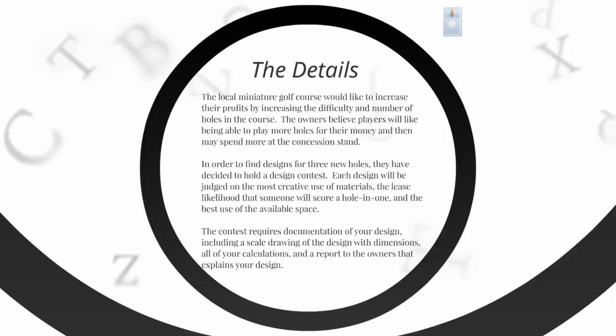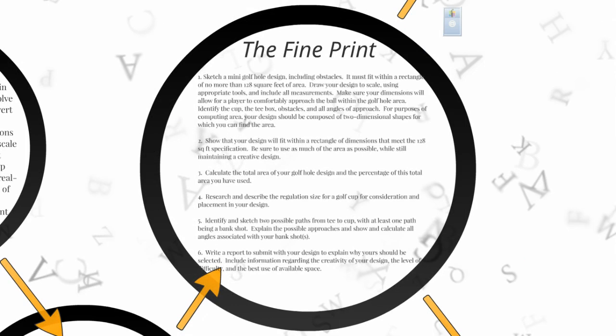Okay, the contest requires documentation of your design, including a scale drawing of your design with your dimensions, all of your calculations, and a report to the owners that explains your design. So basically you're creating a miniature golf hole. All right, so here are the details of your assignment, and follow along on your handout. So you're going to sketch your miniature golf hole design, including obstacles. Obstacles might just be a brick or it might be a rock stuck in the middle, whatever you want it to be. It has to fit within a rectangle of no more than 128 square feet of area.